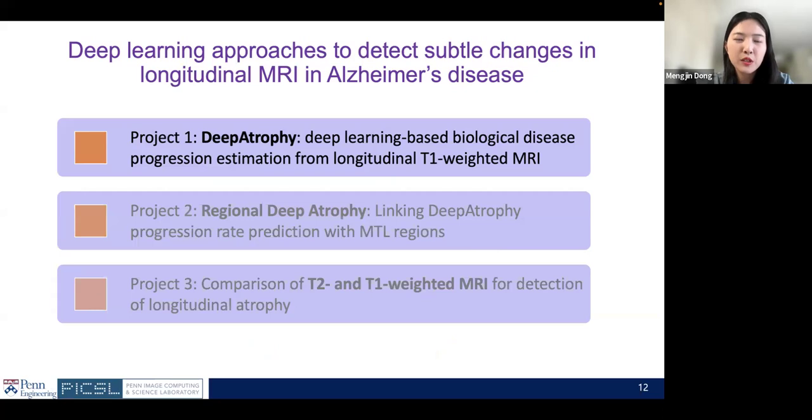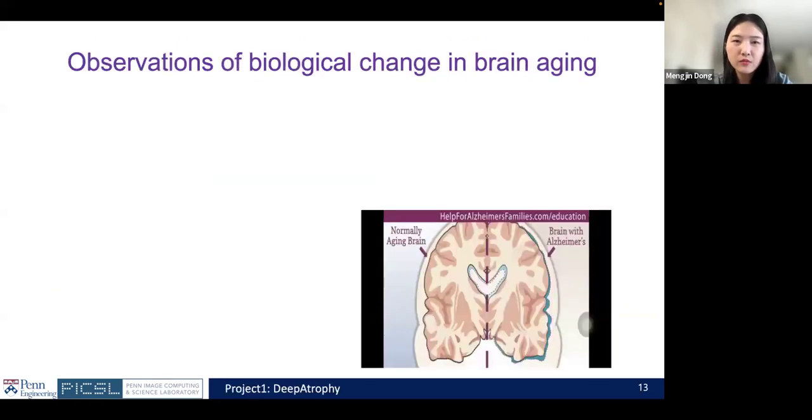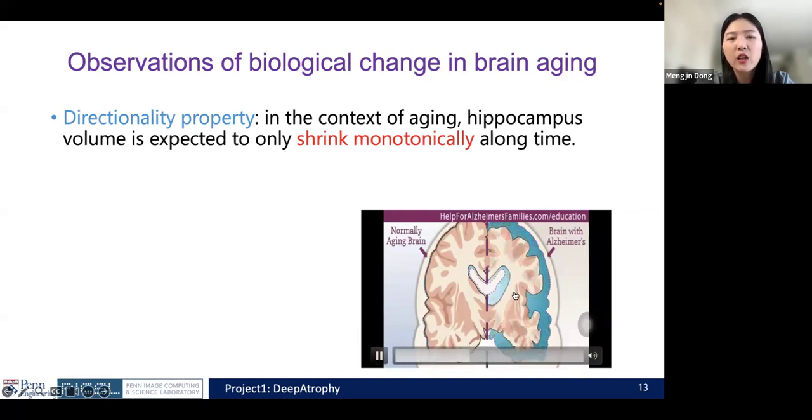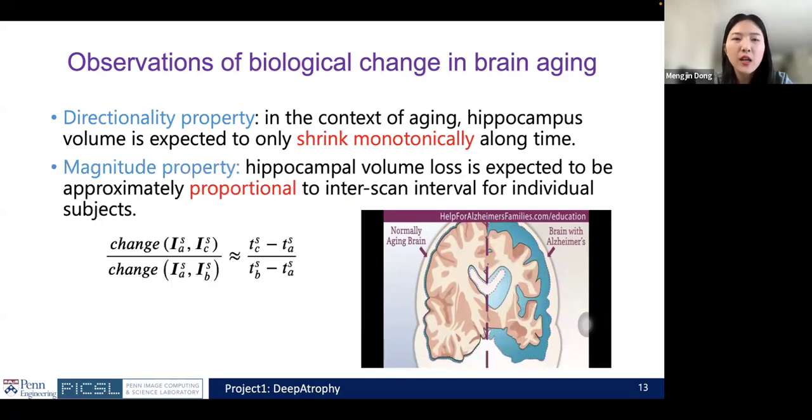So here I will come to the first project that I developed to detect subtle changes in longitudinal MRI in AD. We're trying to observe some features of biological change in the brain. The first property is the directionality property. That is, in the context of aging, hippocampus volume is only expected to shrink monotonically over time. The second property is the magnitude property, which is that hippocampus volume loss is expected to be approximately proportional to interscan interval for individual subjects.